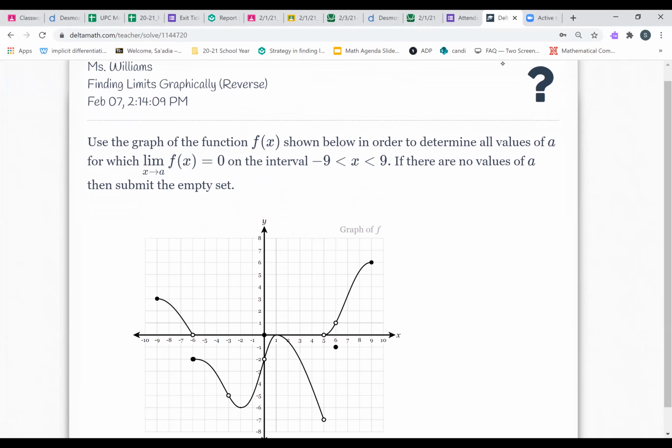Okay. This one says, where is the limit as x approaches a equal to 0? Find all values of a. So a y value of 0 means the x-axis. Looking on the x-axis, you see you have this value of x, that one, and that one. And you want to see the one that has both sides of the line meeting up at 0. So -6 doesn't do that.